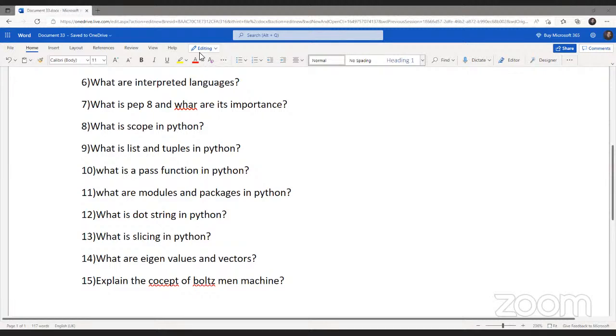Now, as we look into this, the Boltzmann machine is a simple learning algorithm which enables the network to discover interesting features which represent complex regularities present in the training data. This simple learning algorithm involved in a Boltzmann machine is very slow in networks that have many layers of feature detectors. Okay, so that's it for the day, guys.